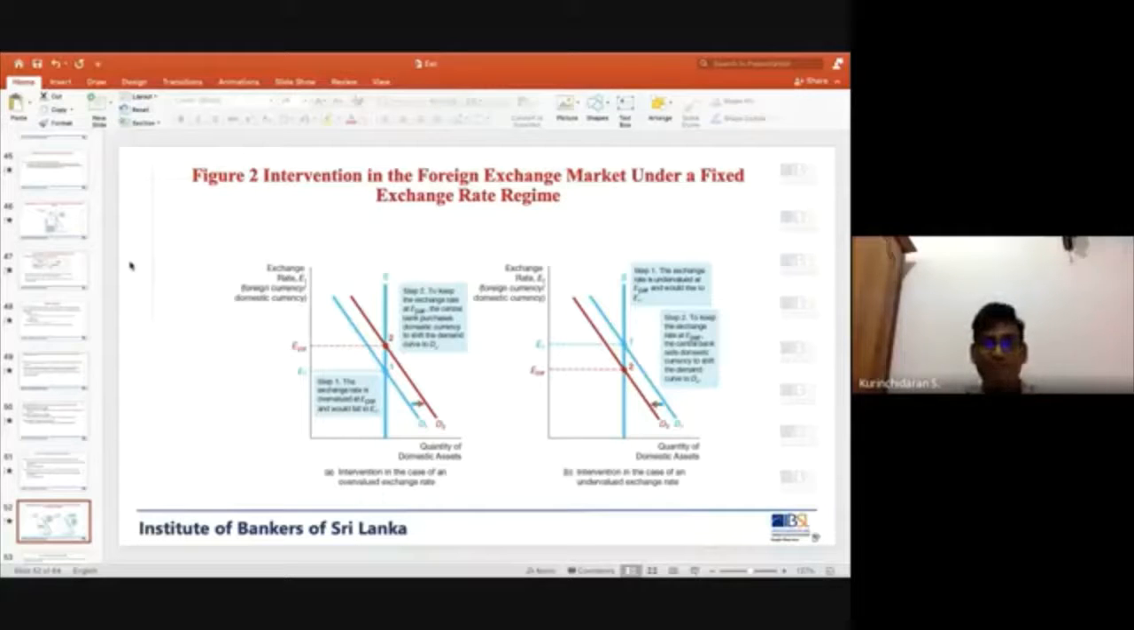In a fixed exchange rate, that means you want to keep the exchange rate fixed, so you can buy foreign assets or sell foreign assets. Through that, you can manage the exchange rate. But whether you are going to buy or sell is based on whether your currency is overvalued or undervalued. Right? Clear? Okay.